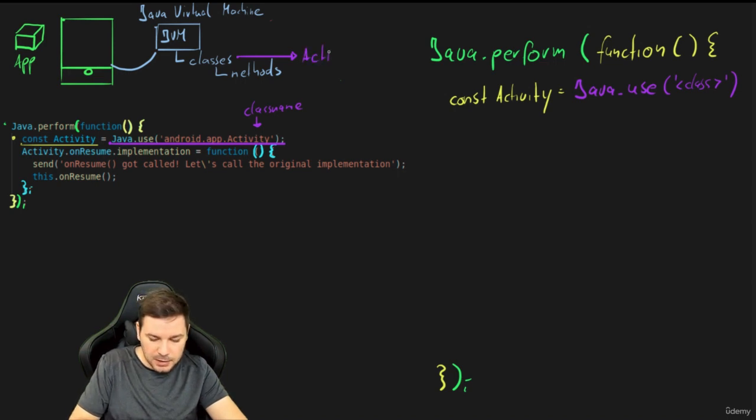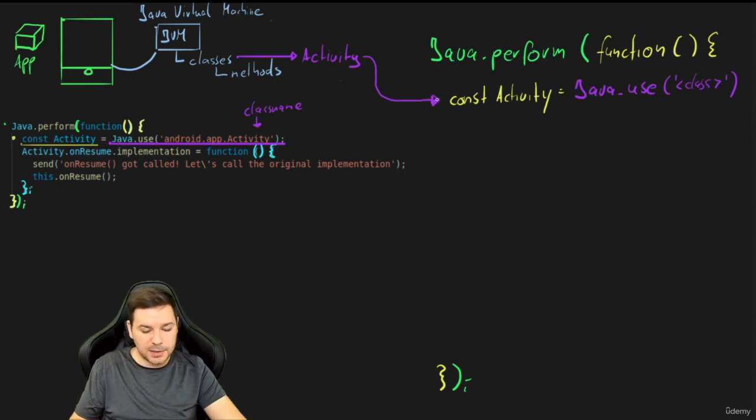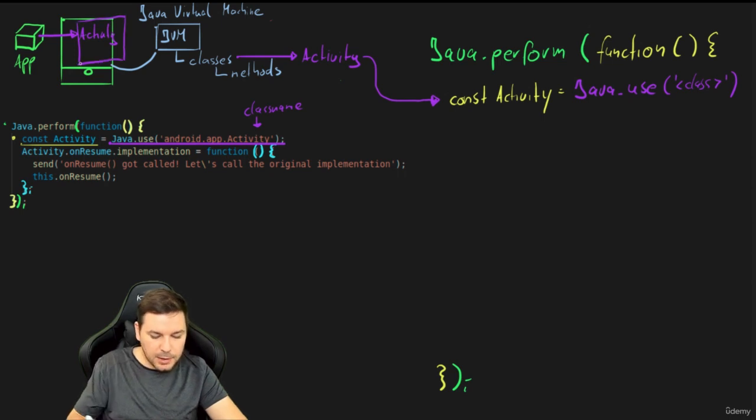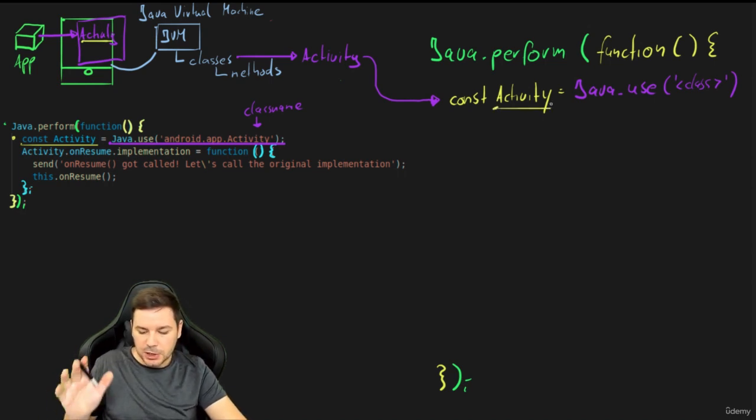So here we are having an activity class, and this activity class is now being referenced into this const activity variable. This means if the application is using an activity, that's the screen content of this application, we are now having a reference to the screen content in our activity variable. So this is just a reference to this activity class in the Java virtual machine.